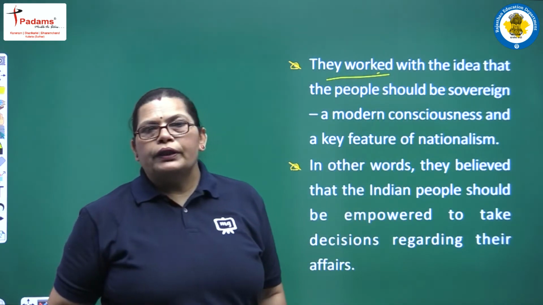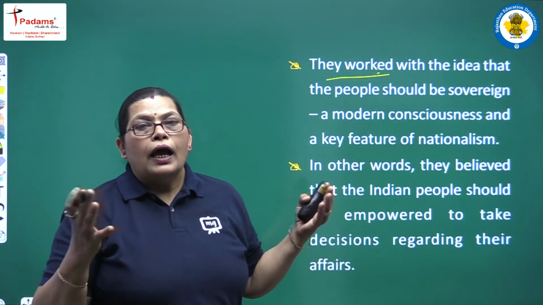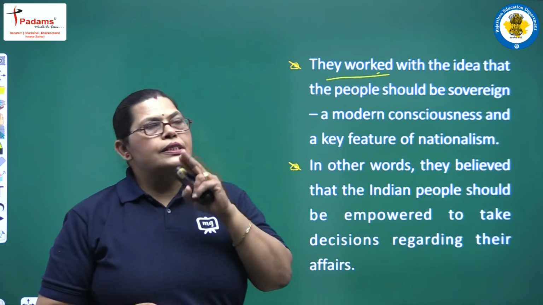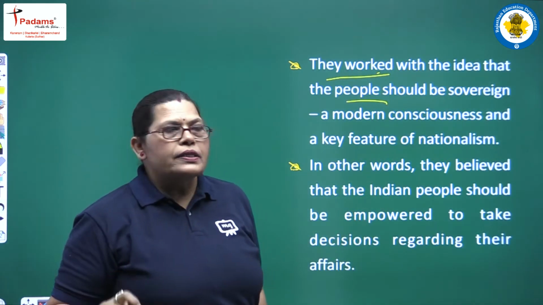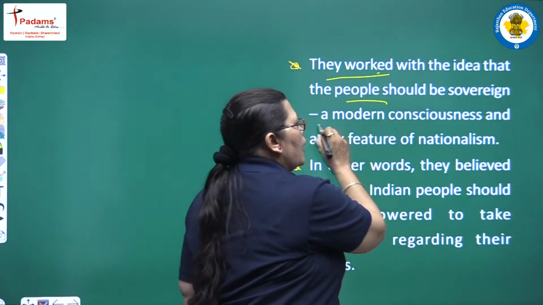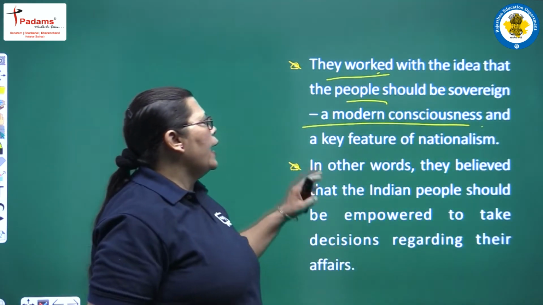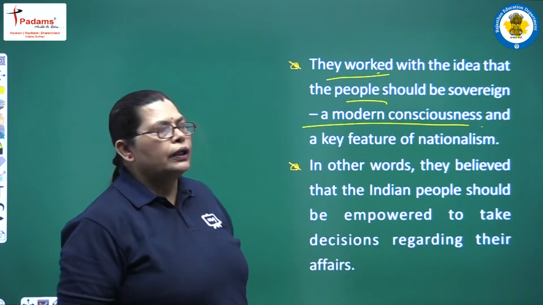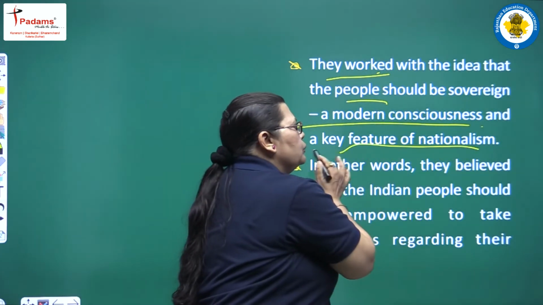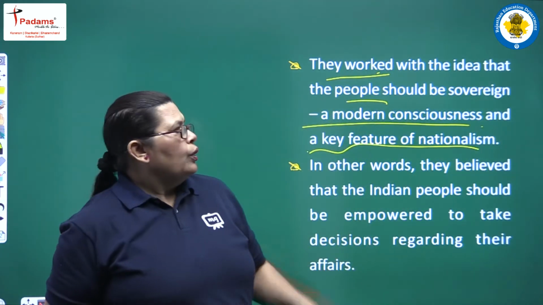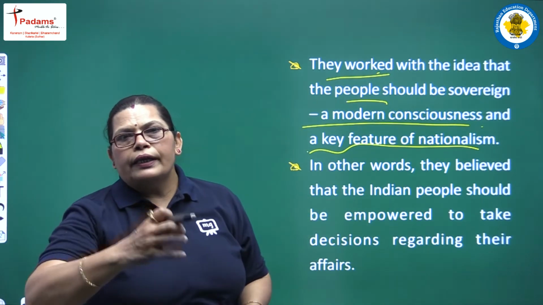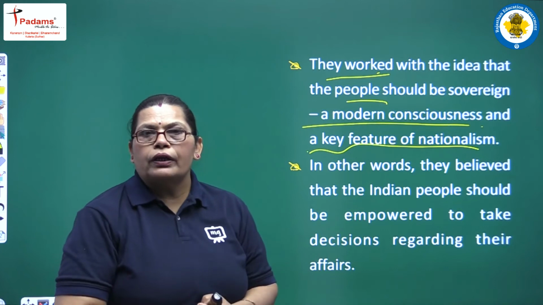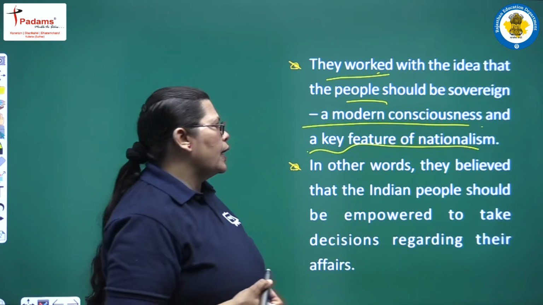They worked with the idea, whom? Associations worked with the idea that people should be servant. Servant means a modern consciousness and a key feature of nationalism. Nationalism के key feature कौन है बच्चों? Peoples are the key features for the purpose of the nationalism, for the purpose of the sovereignty of any country.